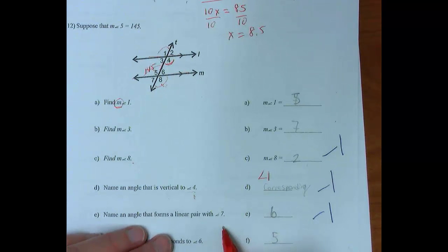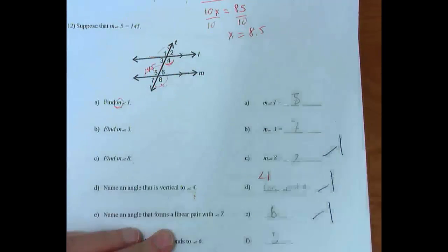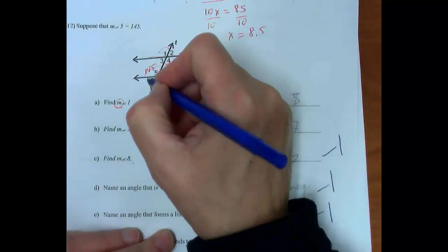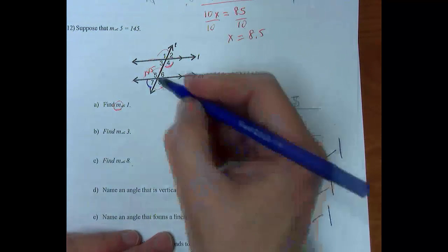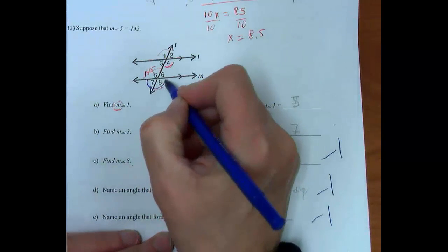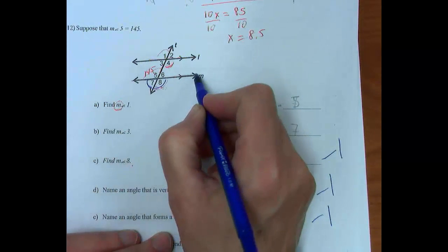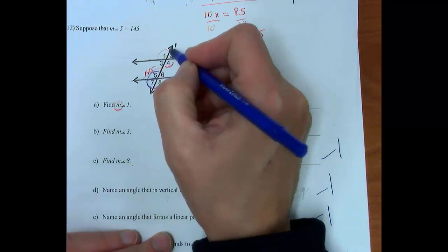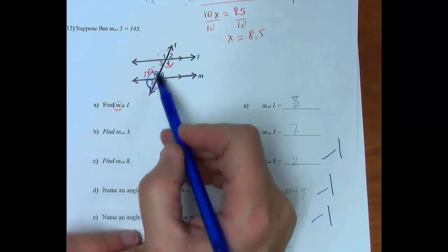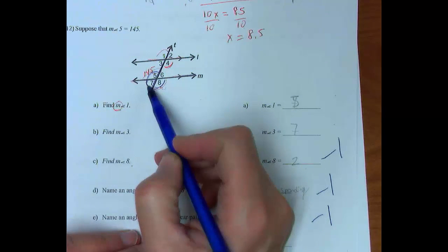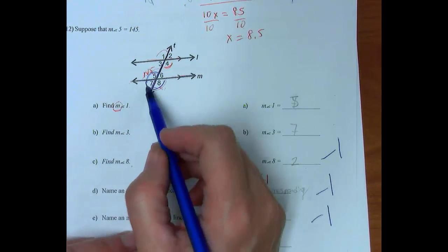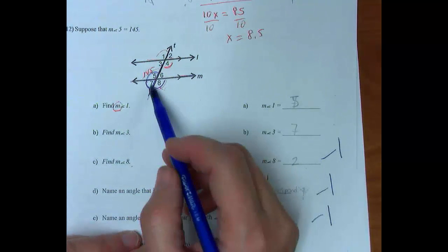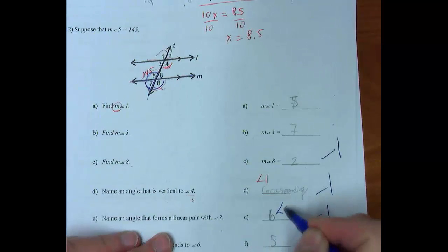And then E says name an angle that forms a linear pair with angle 7. So here's angle 7. A linear pair, remember, has to form a line with the 7. So that would be angle 8 to form this line, or angle 5 to form this line. So supplementary or linear pairs are next to each other. They share a side and a vertex, and they form a line. They're 180 degrees. So this would have been either angle 5 or angle 8. You could have put either one on here.